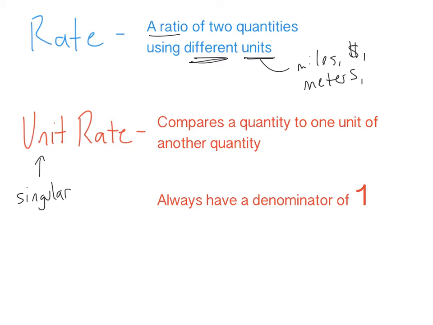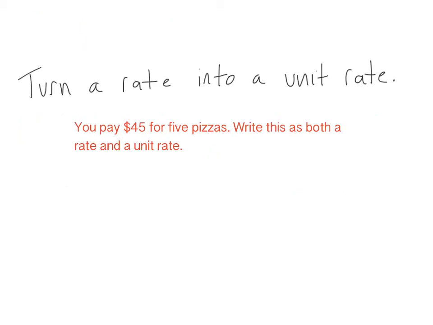So we're going to work on taking rates and changing them, or really reducing or simplifying them, because they'll be in fraction form, and reducing and simplifying those rates to become unit rates. All right, so let's get there. All right, so let's turn a rate into a unit rate. So you pay $45 for 5 pizzas. Write this as both a rate and a unit rate.